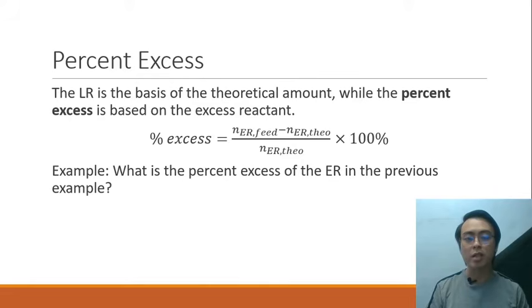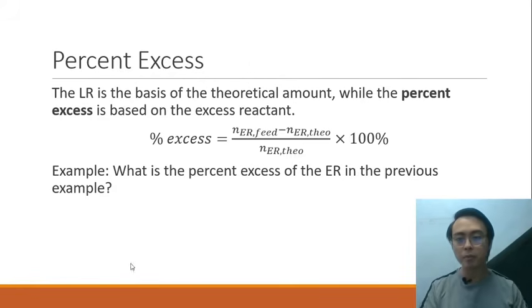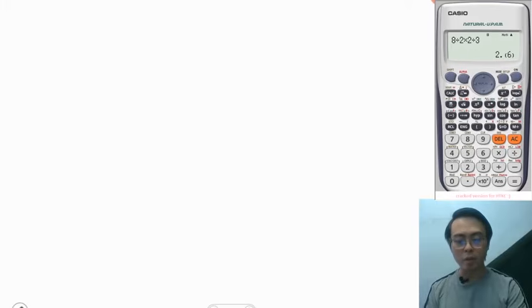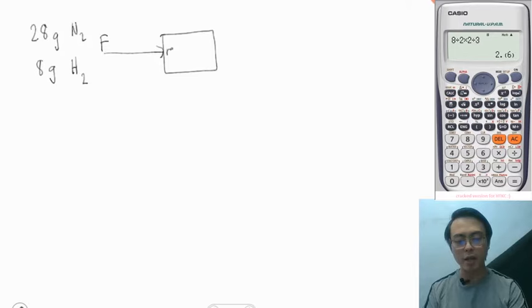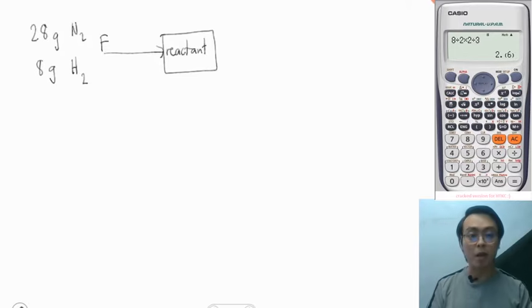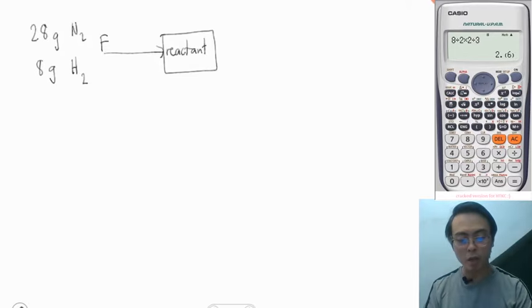What is the percent excess of the excess reactants in the previous example? Just to recap, in the previous example, we have 28 grams of nitrogen. We have 8 grams of hydrogen. These are the feed to the reactants. So I am now representing this as a material balance problem, no? And our product, we have found that we have 2 moles of ammonia.